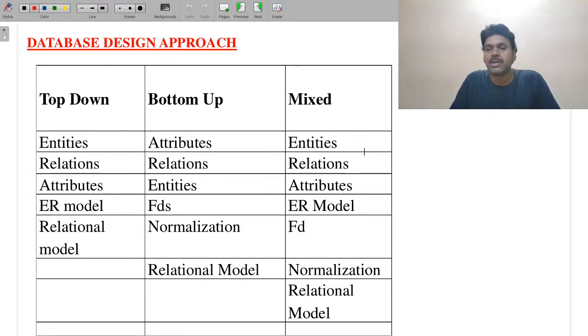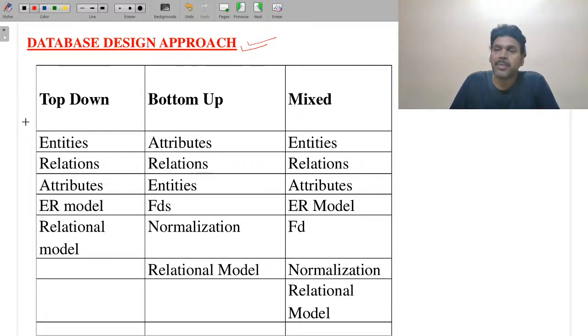So I'm welcoming you to the ER model approach. Before entering into the ER model, first let us understand how a database can be designed. A database can be designed using different approaches. One approach is top-bottom, the other approach is bottom-up, and the other is a combination of top and bottom approaches, famously known as the mixed approach.